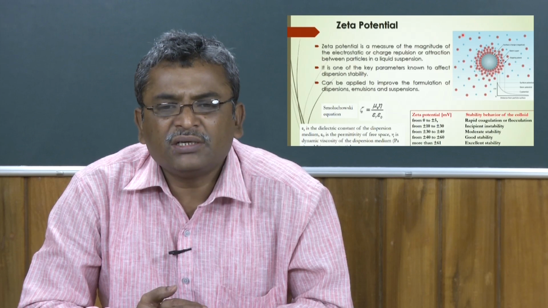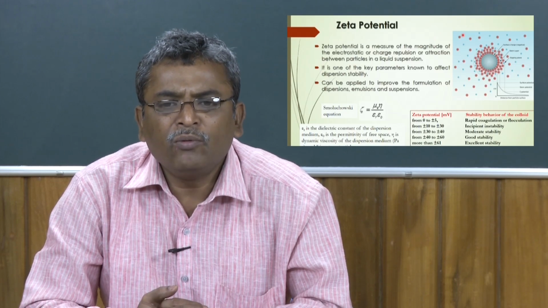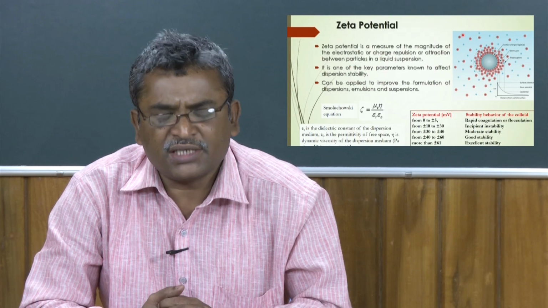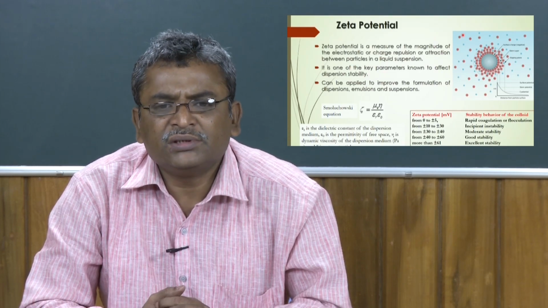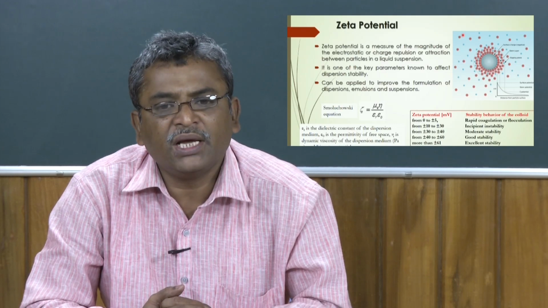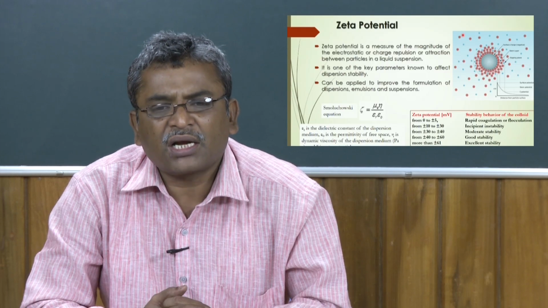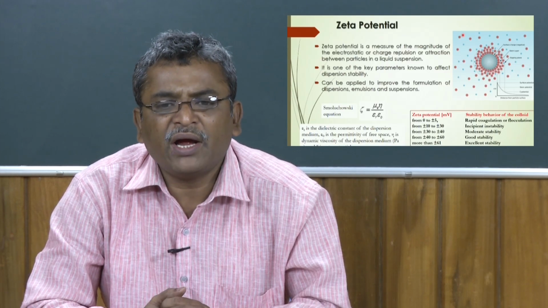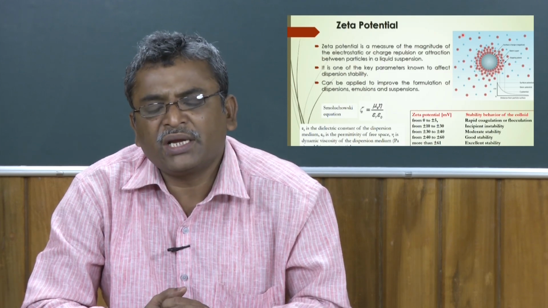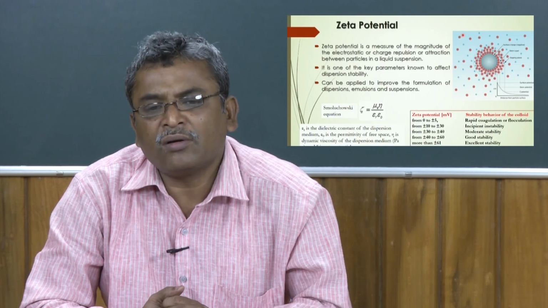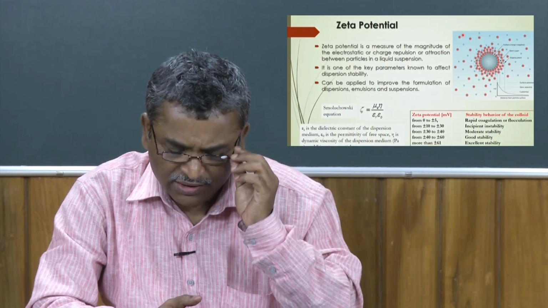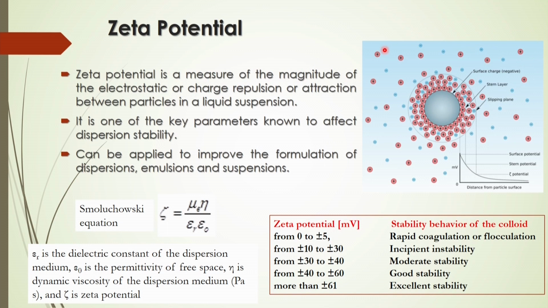Can be applied to improve the formulation of dispersion, emulsion and suspension. Of course, if you know the zeta potential, you will be able to know how much dispersion will be there, how much emulsion, what the characteristics of the emulsions are, what extent of emulsification is possible, and also whether it is making a stable suspension or not. You can interpret it by the zeta potential.